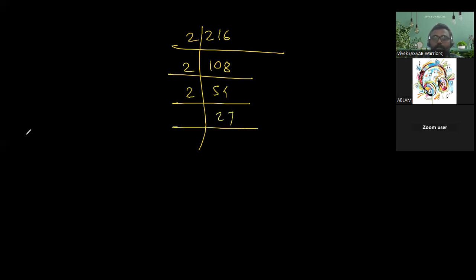27 can be further divided by 3. So this becomes 9. 9 can be divided by 3. So 9 divided by 3 is 3. 3 divided by 3 is 1.